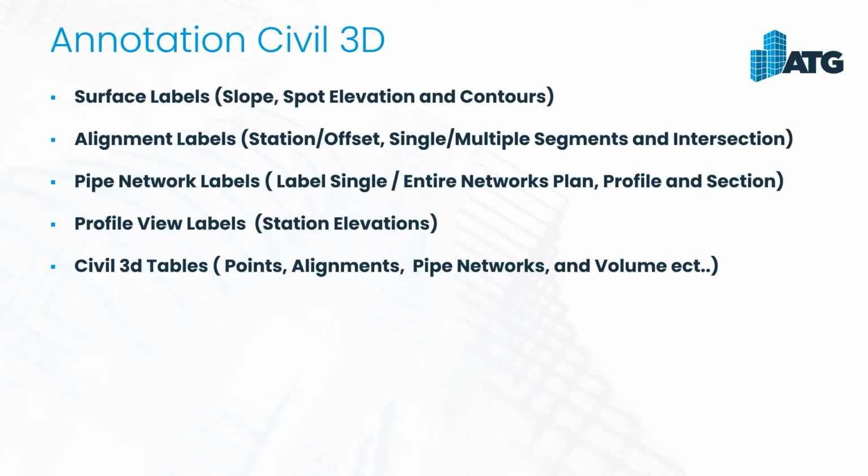Then there's always the annotation in Civil 3D. I only put a handful of the ones that I commonly use. There's a bunch of other ones on there, but you know, surface labels, right? Slopes, spot elevations, and contours. Those are going to automate certain things. Alignment labels, station offsets, single, multiple, segmented lines and intersections and such like that.